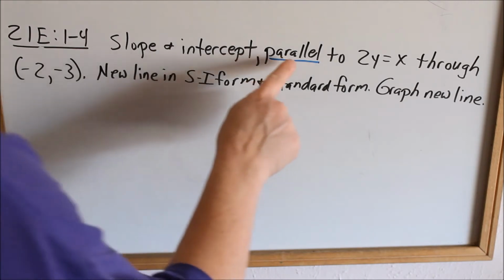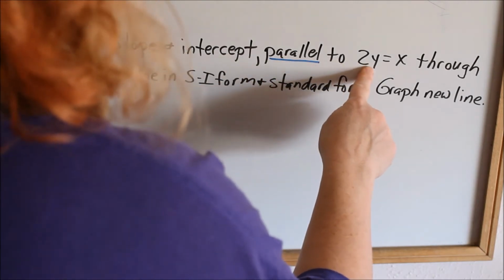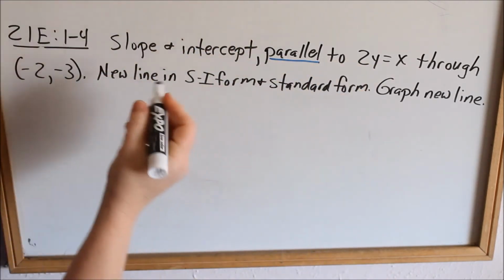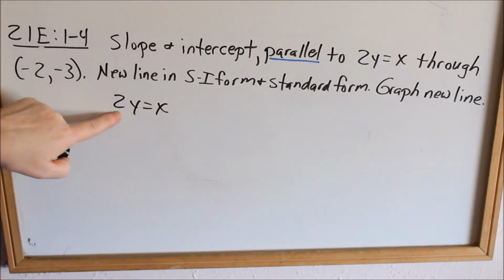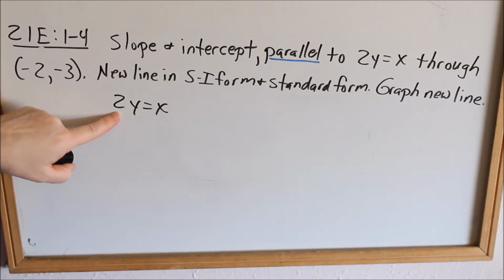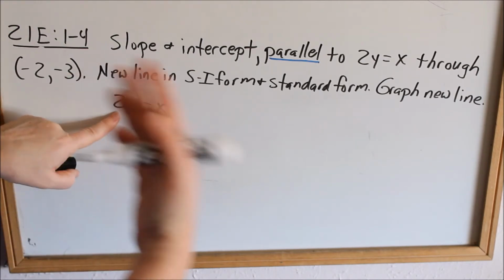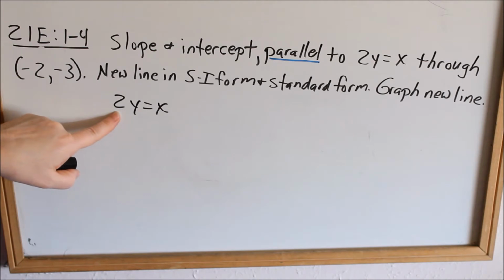Okay, key word is we want to be parallel to this line. So you have this line of 2y equals x. When it is in this form, we cannot tell what the slope is. So it is important to put your equation in slope-intercept form to be able to determine the slope. Because since they're parallel, we know that parallel lines have the same slope.